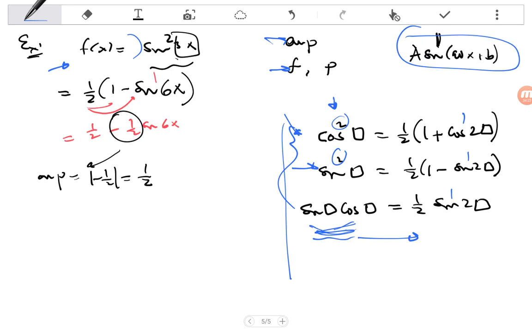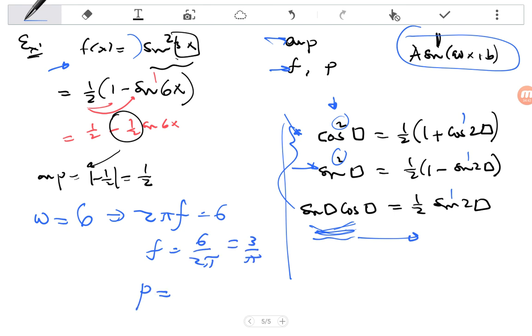What about the omega? Omega will be 6, yes. Omega will be 6. That's why 2 pi f will be 6, so f will be 6 over 2 pi, which is 3 over pi. And that's why the period will be pi over 3, yes, the reciprocal of the frequency.